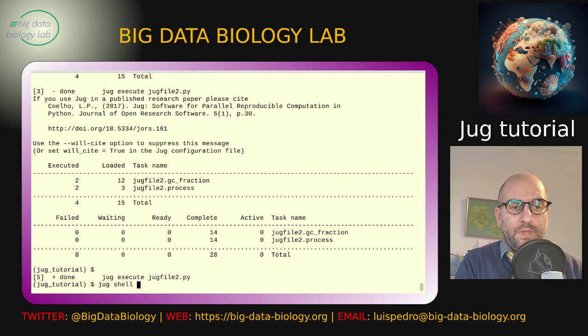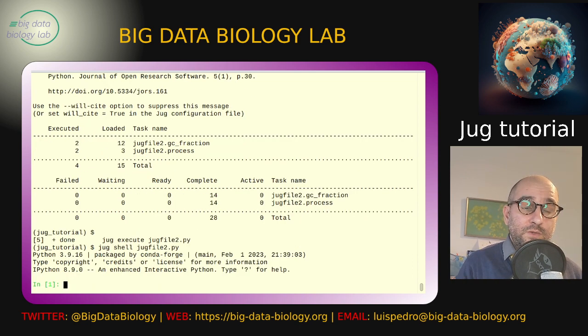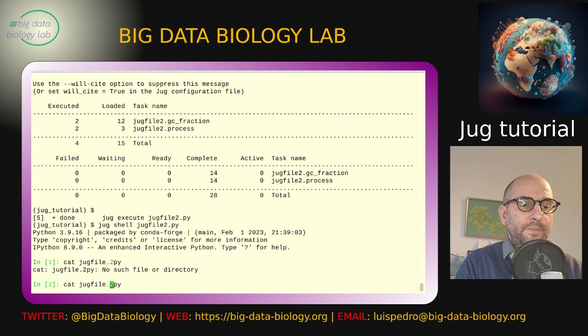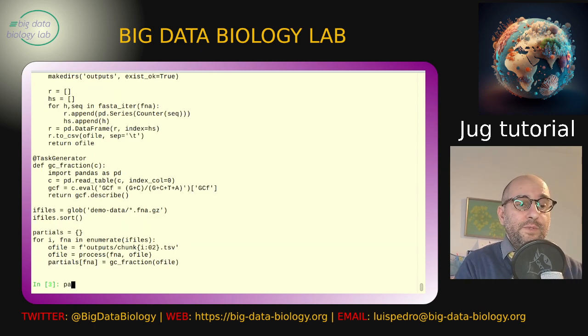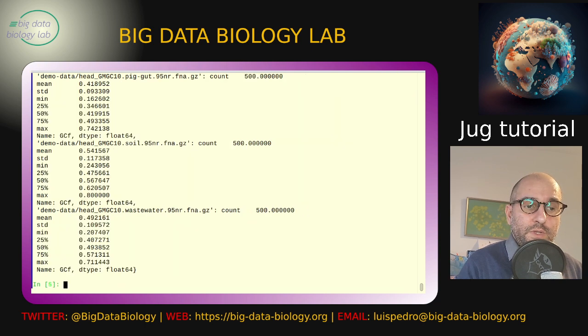So the other thing I can do is I can run the shell. This is also why I needed to install IPython, to have access to this shell subcommand. And in this shell subcommand, I have access to this environment. So I have these partials, and I can use the value function to load the values, and it's going to take a while, but there it is. So partials, this is what it is. So this wastewater had on average 49% GC, whilst the soil had 54 and the pig gut had 41.